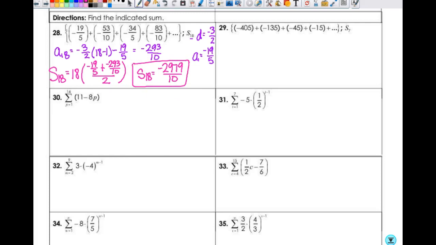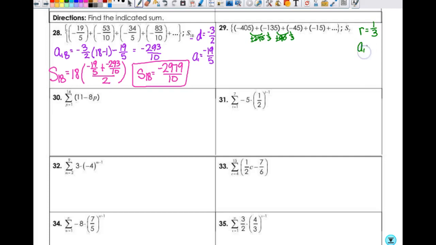All right, so let's look at number 29 then. Got to see if I have a common difference. So I'm going to take negative 135 minus a negative 405. That would mean here I am adding 270. Negative 45 minus a negative 135, I would be adding 90. So clearly not arithmetic because those are not the same. Then when I take the ratios, negative 135 over negative 405, I get 1/3. Negative 45 over negative 135, I get 1/3 again. So the common ratio is 1/3, and this is geometric.